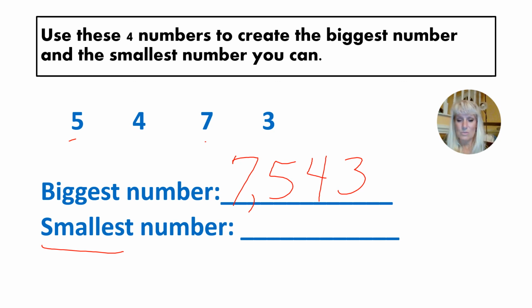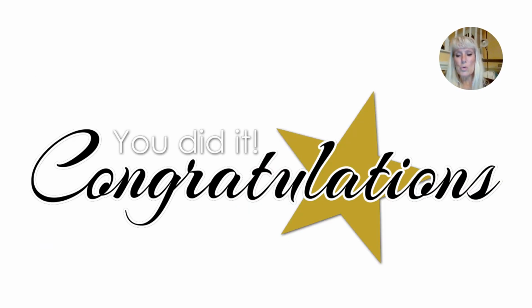Now, if I want to make the smallest number, I just change those numbers around. So what's the smallest one? 3. What's the next one? 4. The next one is a 5, and then the last one is a 7, and you do have to put a comma. So that would be 3,457.